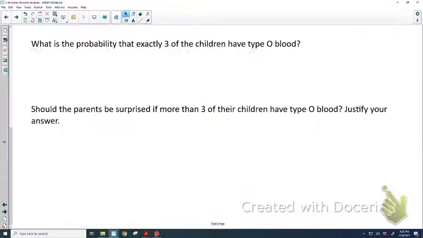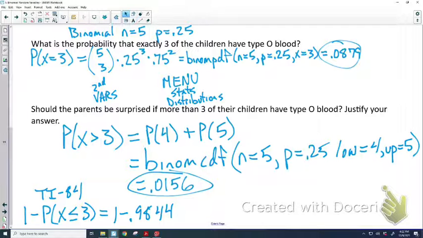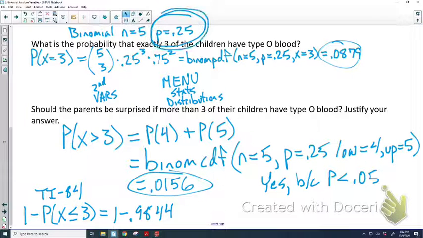Okay, moving on. Should the parents, I forgot to answer, should the parents be surprised if more than 3? Yes, they should be, because P is less than 0.05. This would be a significant probability. It would most likely cause them to doubt the original rate of 0.25 or maybe even independence. But ultimately, compare your probability to that 5% significance.